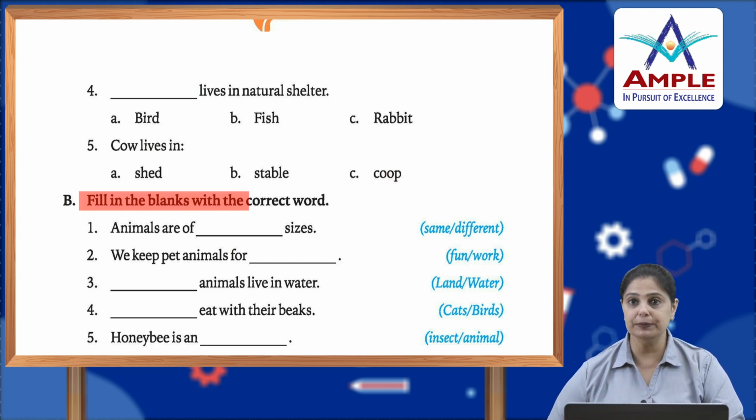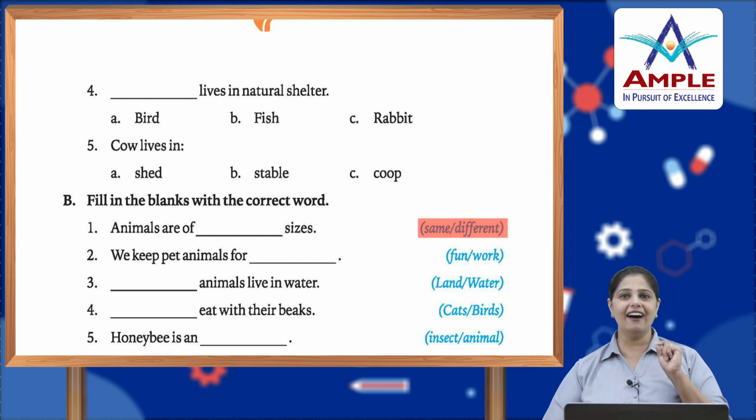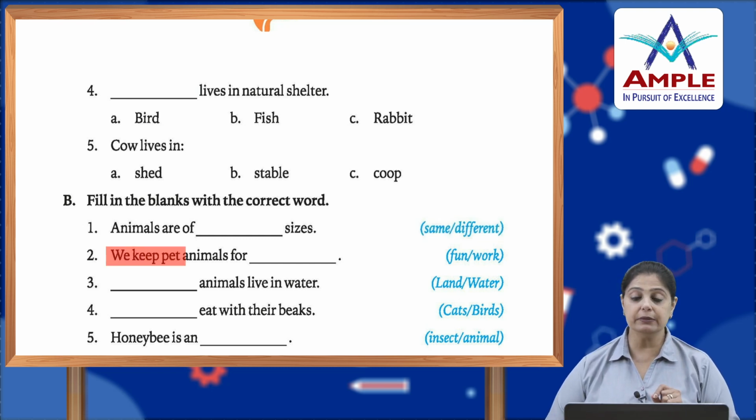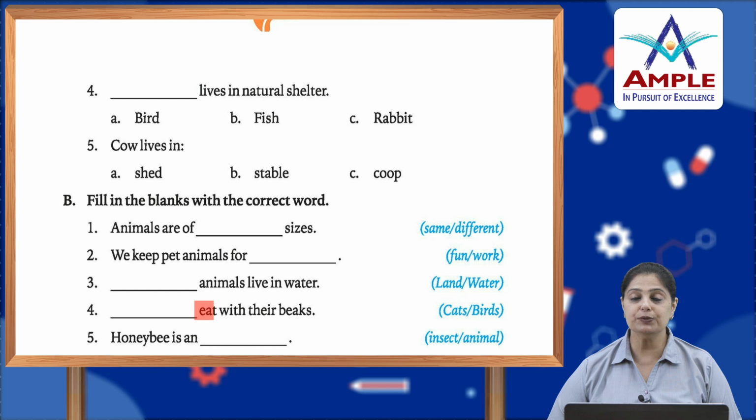Fill in the blanks with the correct words. Animals are of dash sizes, same or different? Absolutely right, they are different. We keep pet animals for fun or work? We keep them for fun, to enjoy yourself. Dash animals live in water, land or water animals? Water animals. Dash eat with their beaks, cats or birds? Who has beak? It's the birds. Honeybee is an dash insect or animal? Honeybee is an insect.